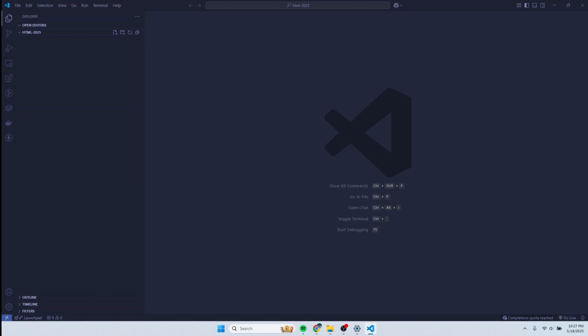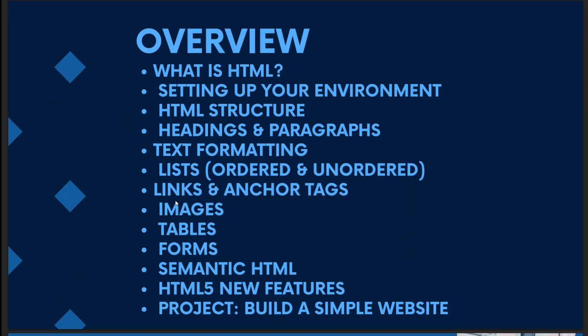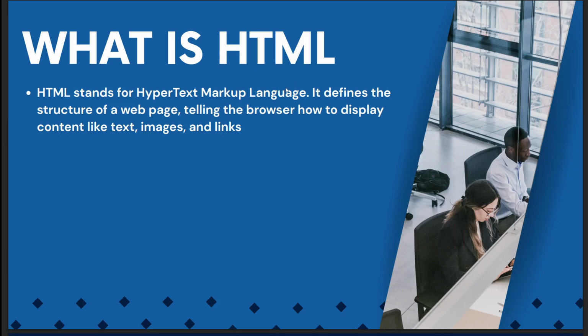So coming back to the list of things that we're supposed to cover, let's start by defining HTML. HTML stands for Hypertext Markup Language. What it means is that it defines the structure of the web page. So it tells the browser what to display or how to display your content. So your content can be an image, it can be a text, it can be an italic text, it can be a link, it can even be a video, like the way YouTube web pages work.